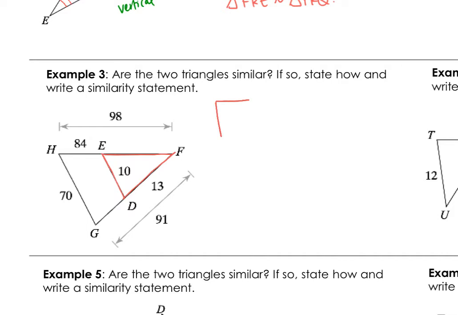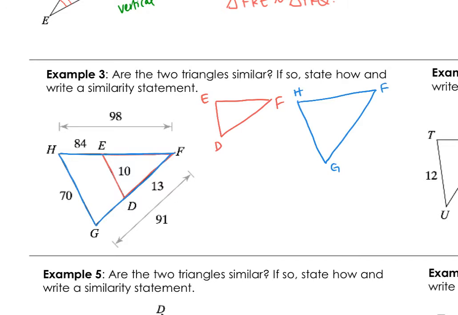I'm going to draw that here. So EDF. And then I'm going to go ahead and take the big triangle and draw that separately. So that's going to be HFG. Your drawing doesn't have to be perfect. You just need to make sure you label it correctly. So here's HFG.